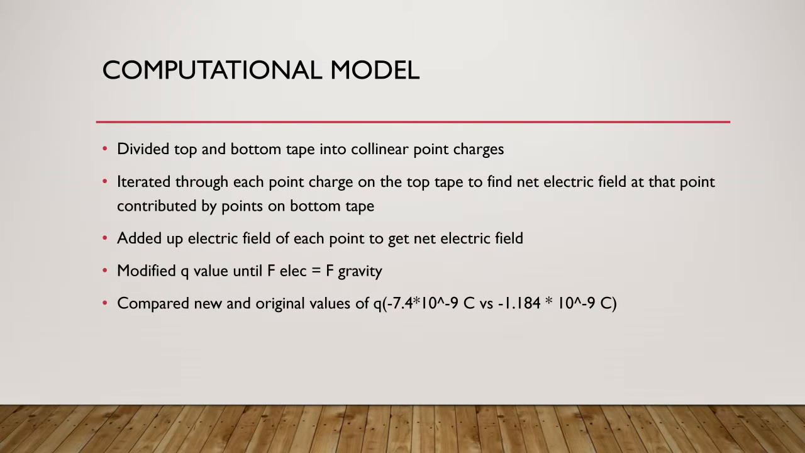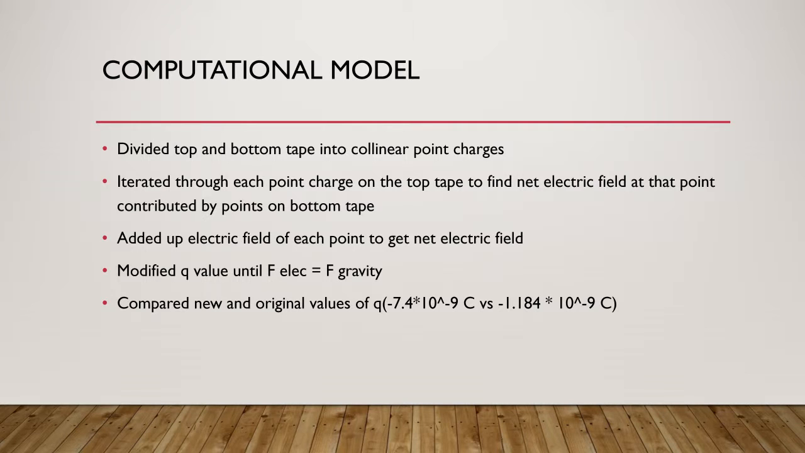Our computational model was different from the model in Lab 1. We didn't assume that the charges were centered in the middle of the tape, but instead we divided the top and bottom tape into a series of point charges. After dividing tapes in this manner, we iterated through each point charge on the top tape, and by setting each particular point charge on the top tape as an observation location for the 10 charged points on the bottom tape, we found the net electric field at each point on the top tape.